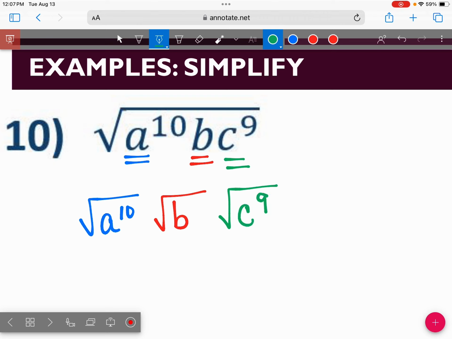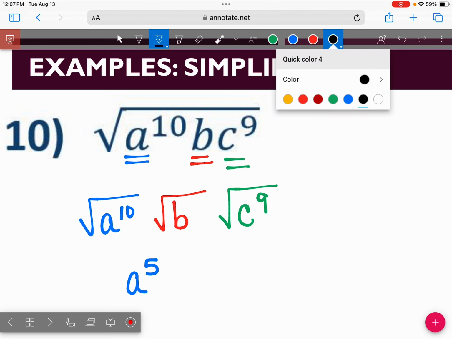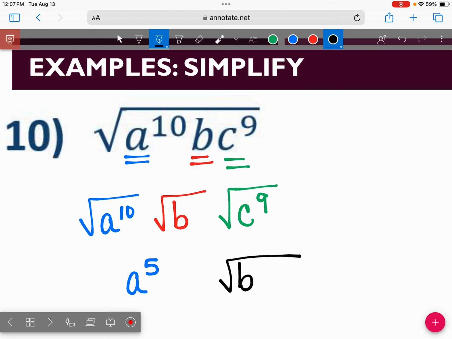So let's just go one at a time. I need pairs. With 10 apples, how many pairs can I make? 5. So that's going to equal a to the 5th. That gets to come out. If I only have one banana, can I make a pair? No, so it has to stay. I'm going to make a little square root, and that's where I put my leftovers, the things that can't come out. I need more in order to break out of jail.